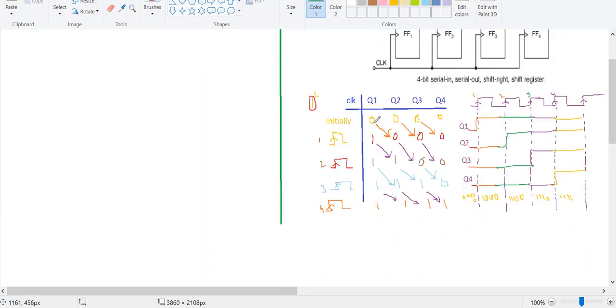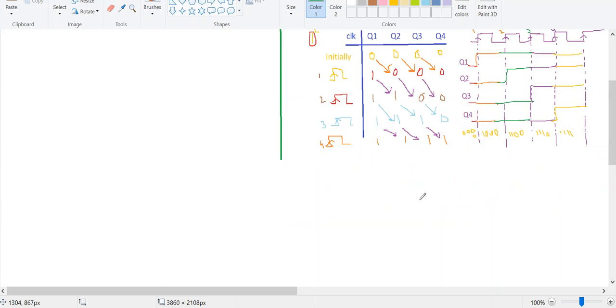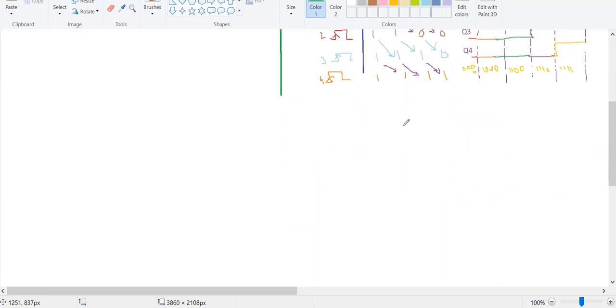You consider initially 4 zeros, and then 1 0 0 0, and 1 1 1 0, and 4 ones. I will show you how this is happening and how much time it will take to shift the entire data with the clock. So initially it is 4 ones, I will write with spaces. Now it is shifting towards the right side. So 1 1 1 means it is 1 0 0 0. This is for the first clock pulse.